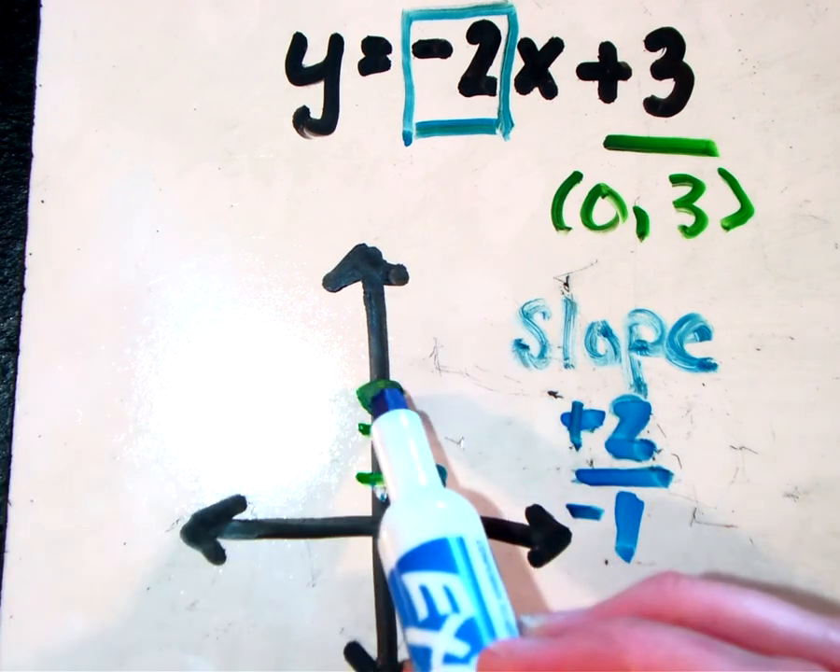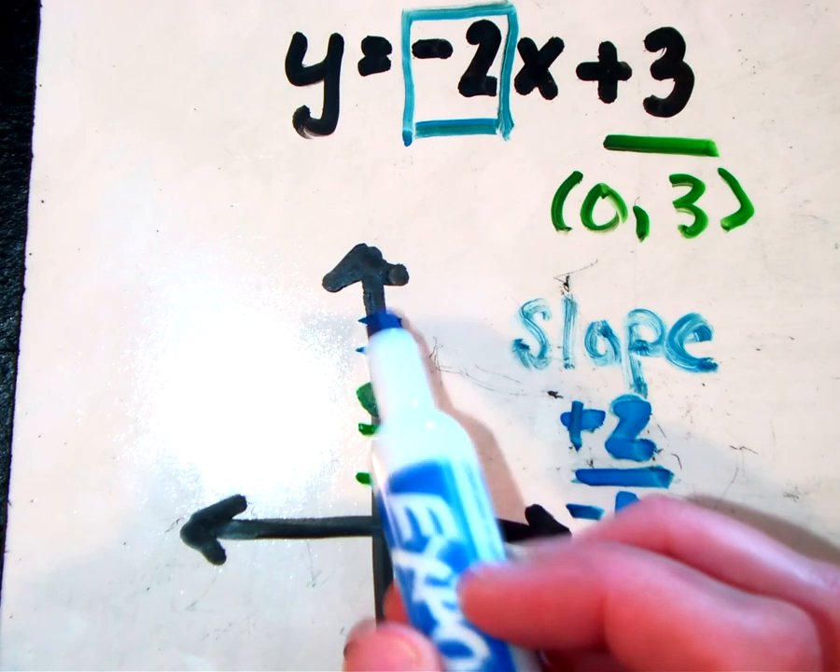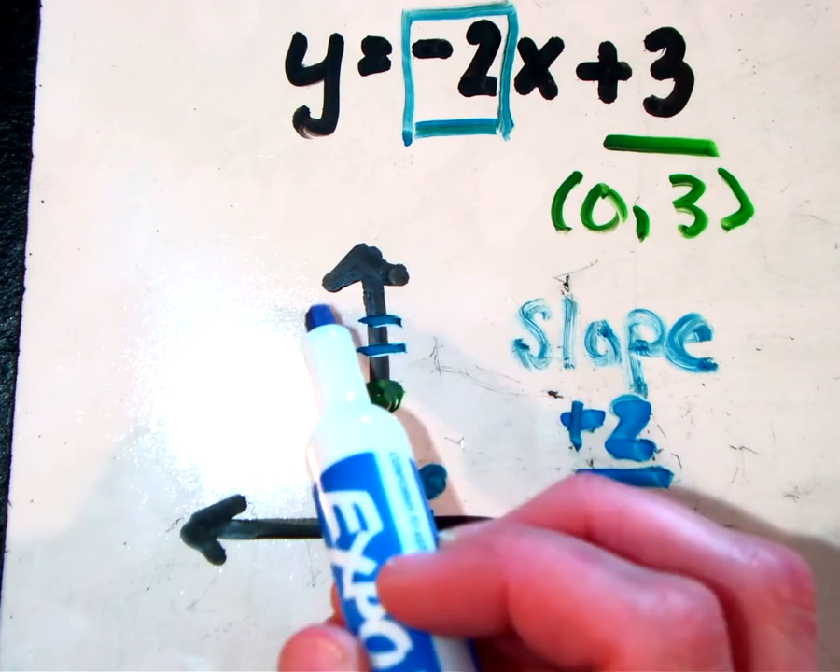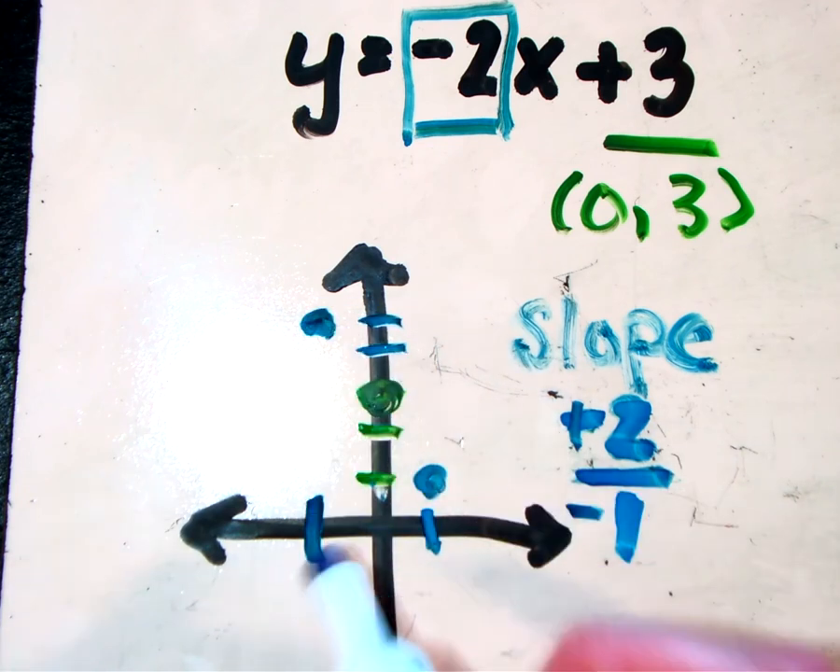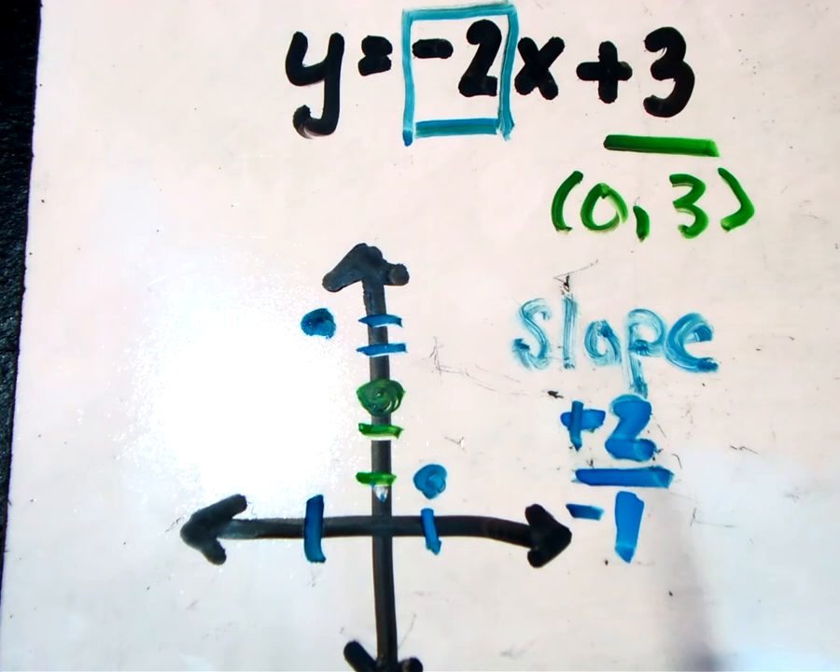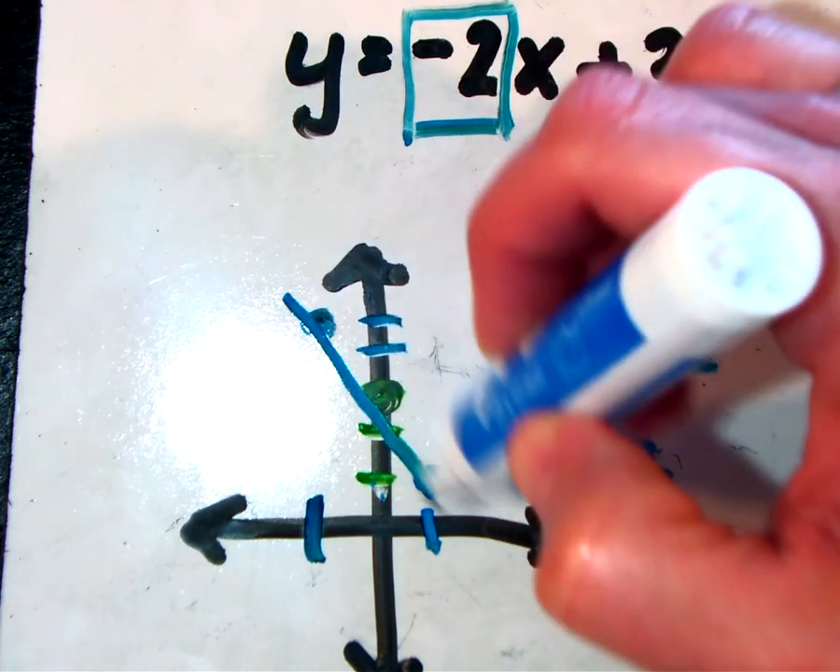So the other option is to go up 2, but instead of going to the right 1, we have to go to the left 1. Okay, and there's our line.